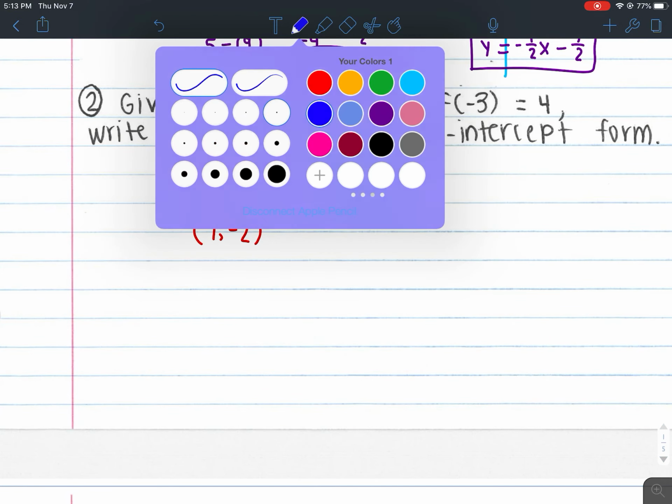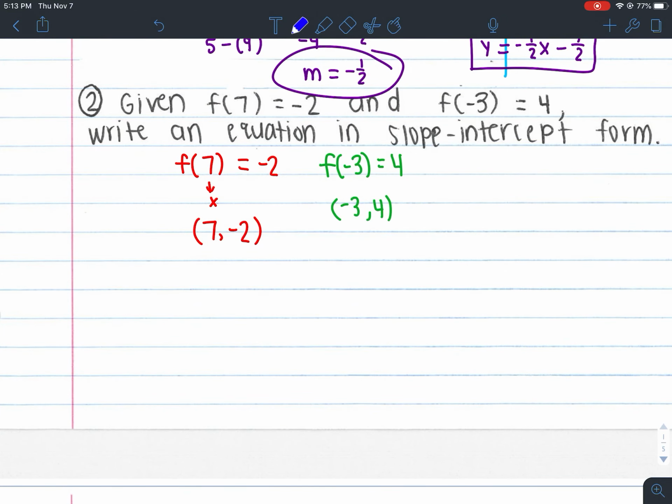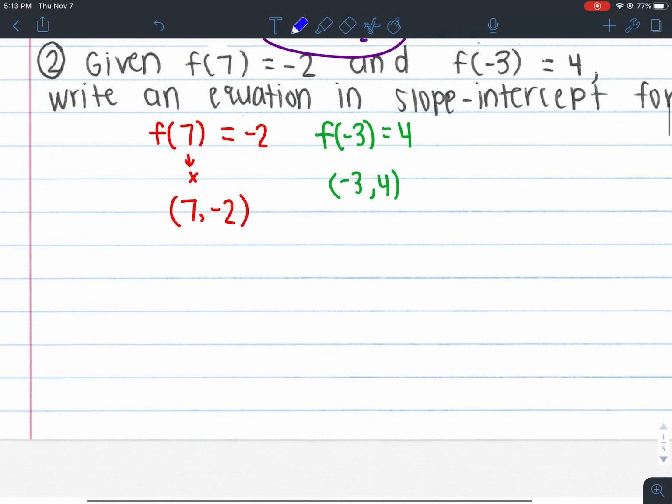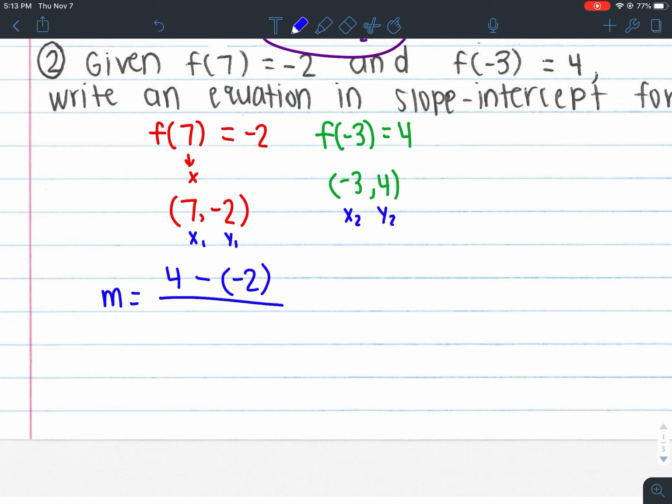Okay, so I have 2 points. Let's go ahead and get slope-intercept form. I'm going to need the slope. And neither of these are the y-intercept, so I'm going to have to start in point-slope also. So go ahead and find our slope here. m equals y2 minus y1 over x2 minus x1. So we have 4 minus negative 2 over negative 3 minus positive 7. So that's going to simplify to be 6 over negative 10, and that simplifies to negative 3 over 5. So our slope is negative 3 over 5.